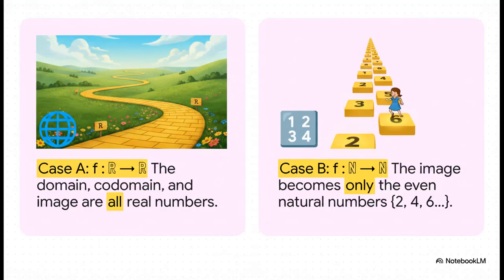Now watch this. In case A, we say the domain and codomain are all real numbers. You put in any real number, you get out a real number. The image is all real numbers. Makes sense. But look at case B. Now we're only allowing natural numbers, 1, 2, 3, as our inputs and possible outputs. Suddenly, the image completely changes. The only outputs you can possibly get are the even natural numbers. It's the same formula, but a totally different set of results.